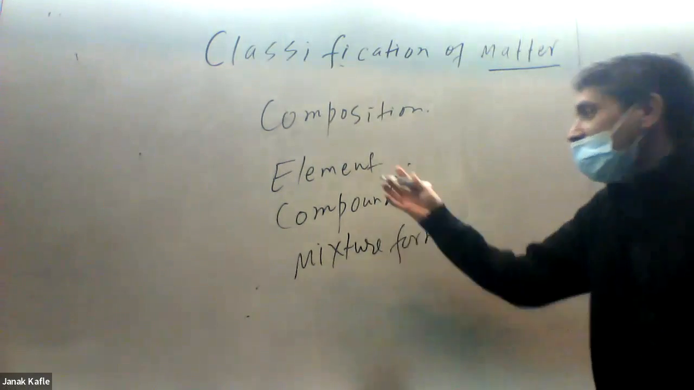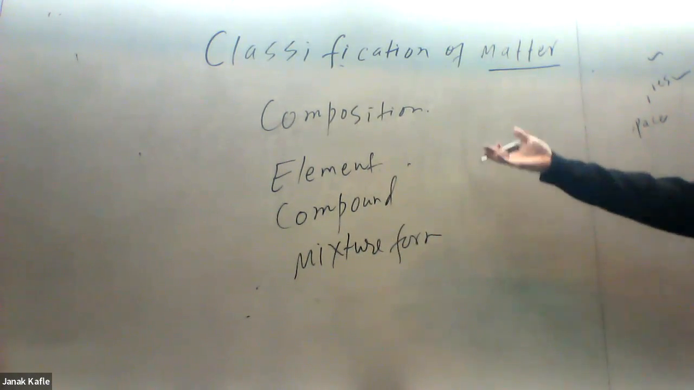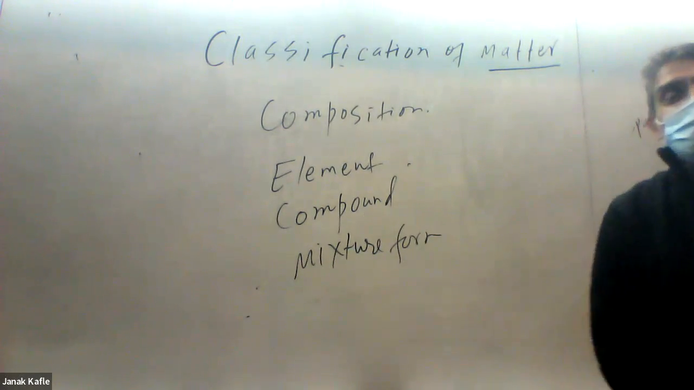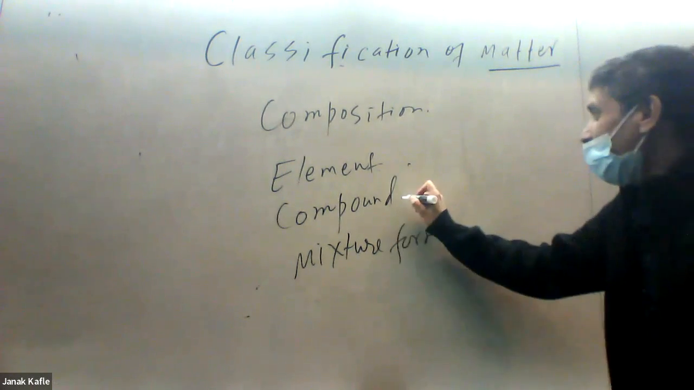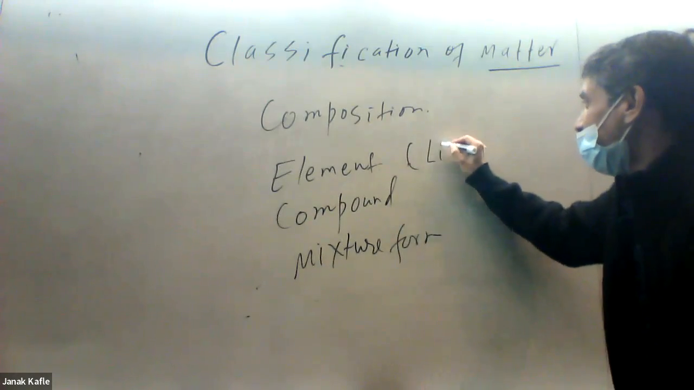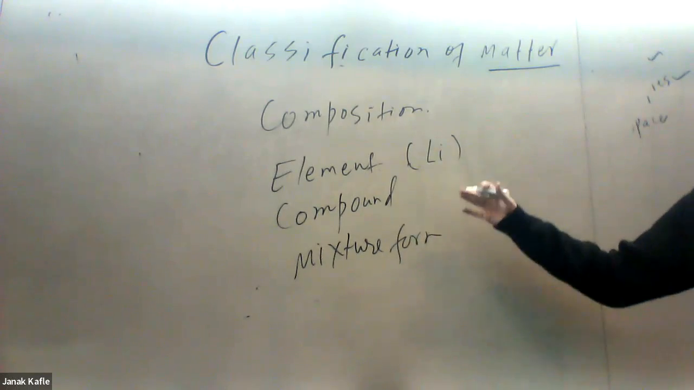So we can also classify material in terms of the composition. So what is an element? Element means whatever you see in the periodic table, that's the element. Make sense? We already talked about it, right? So let's say lithium. You can find this material in the periodic table, so it's an element, right?